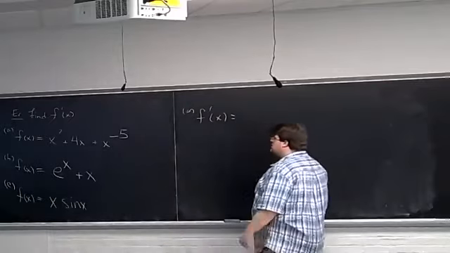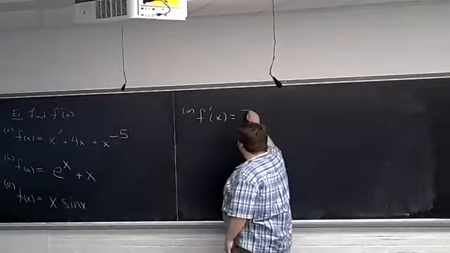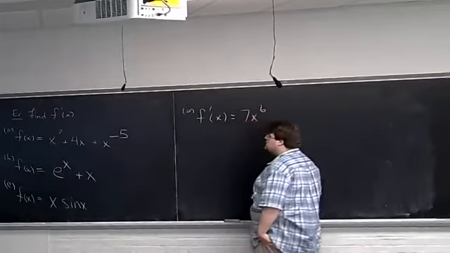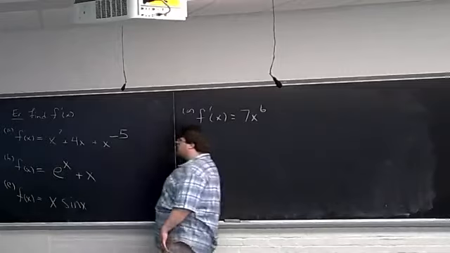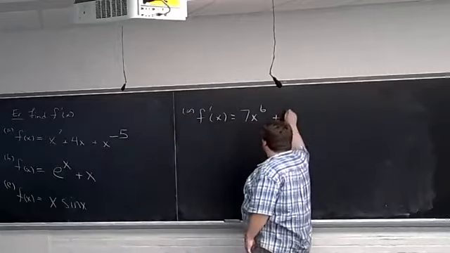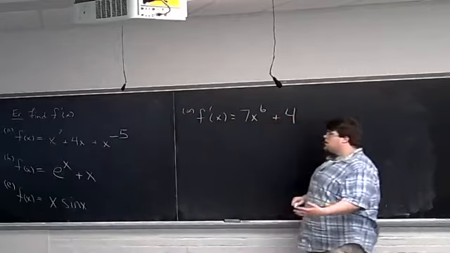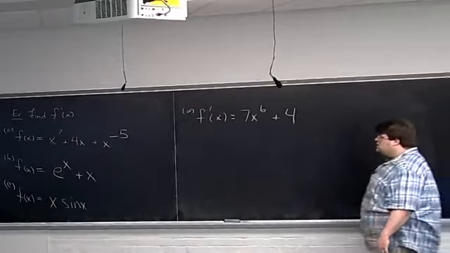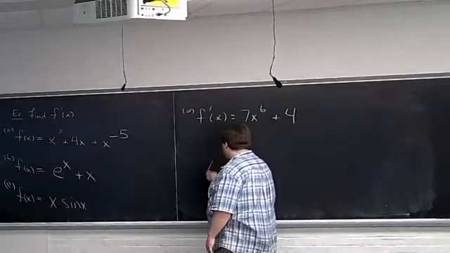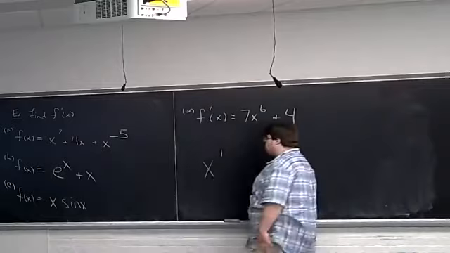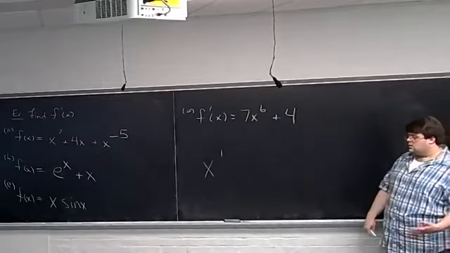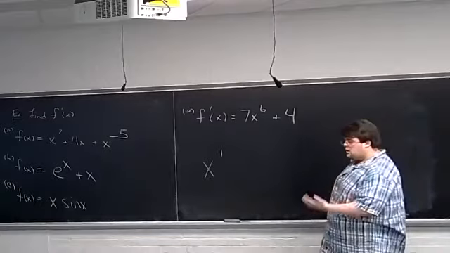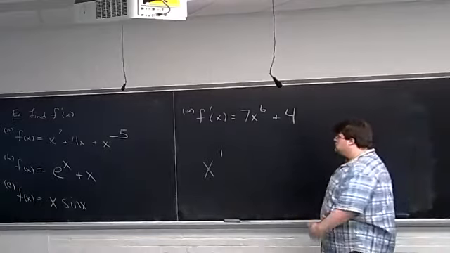x to the 7th, derivative of that, use the power rule, you get 7x to the 6th. Plus 4x. How do we handle 4x? Well, let's write the 4 first, and then worry about the x. What is x? x is x to the 1st, so it is a power function. x to some number, so we can use the power rule.